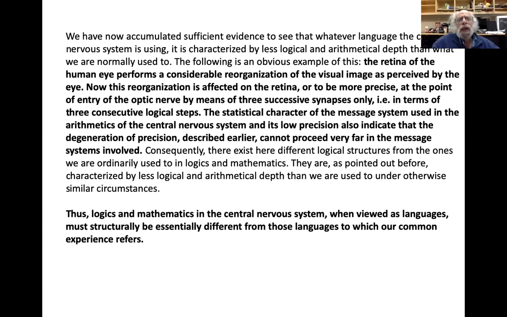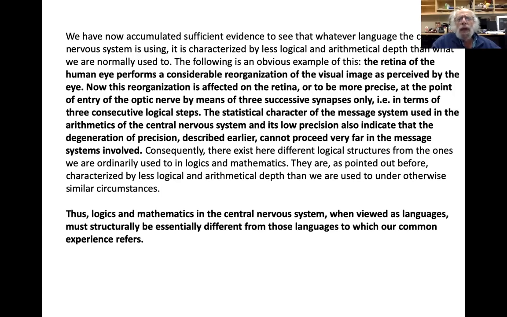We have now accumulated sufficient evidence to see that whatever the language the nervous system is using is characterized by less logical and arithmetical depth than we are normally used to. The following is an obvious example of this. The retina of the human eye performs a considerable reorganization of the visual image as perceived by the eye. Now, this reorganization is effected on the retina, or to be more precise, at the point of entry of the optic nerve, by means of 3 successive synapses only, in terms of 3 consecutive logical steps.